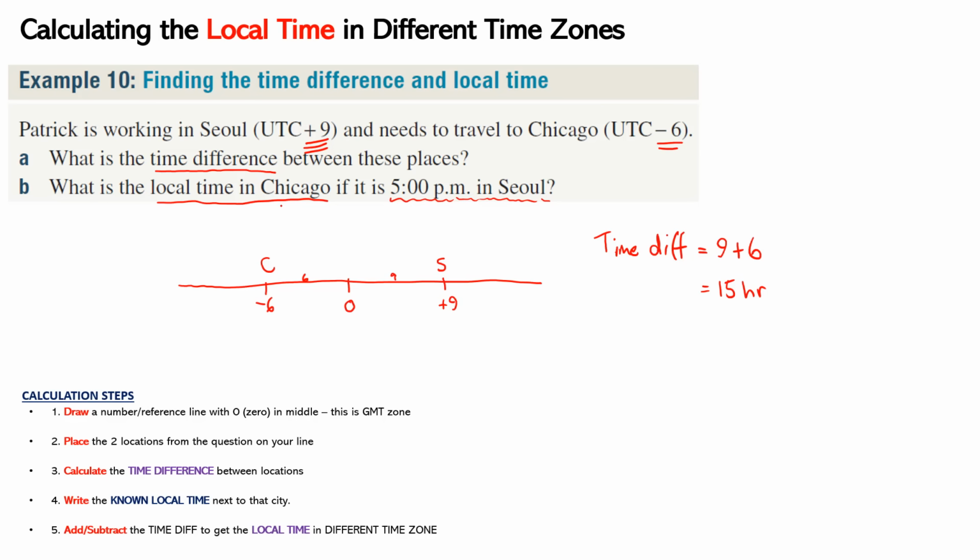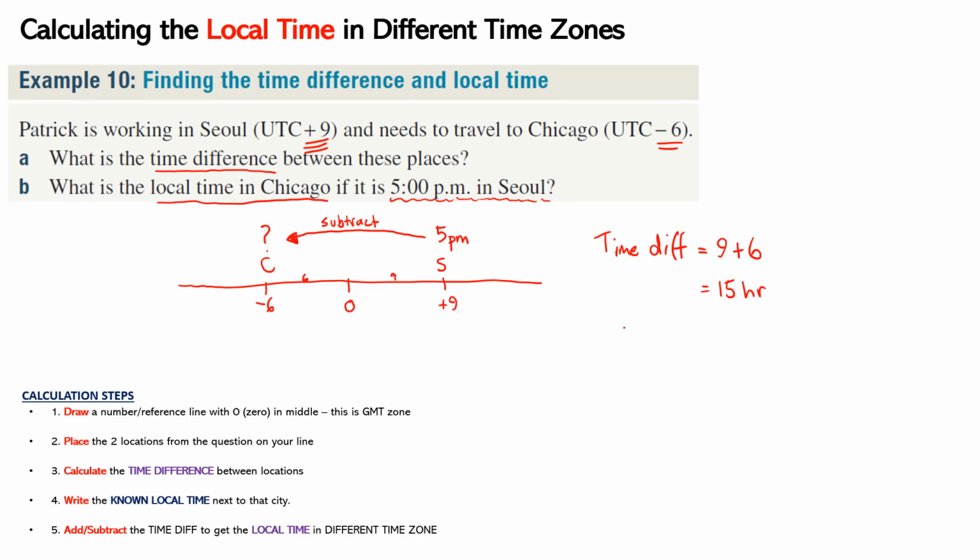Part 2, what is the local time in Chicago? Well, we know it's 5 p.m. in Seoul. So I'm doing step 4 here. I'm writing the time down next to the bit that we know. We want to know what the time is in Chicago. So we want to go in this direction, in the negative direction. So we're going to subtract the time difference from this time to get this new time. So 5 p.m., take away 15 hours.